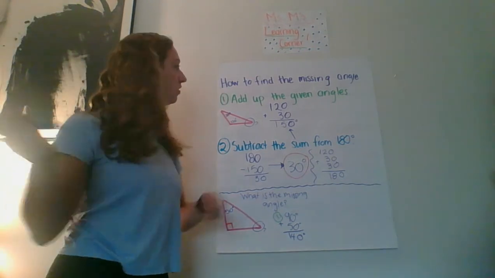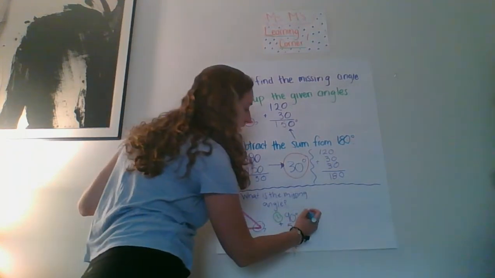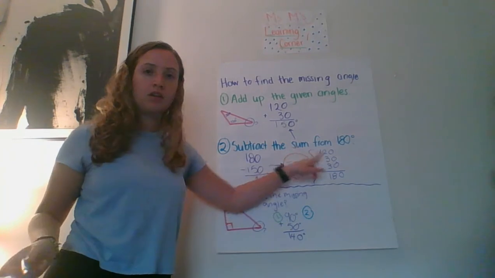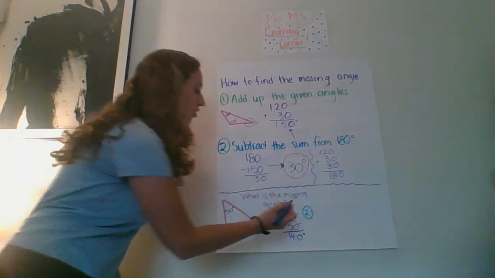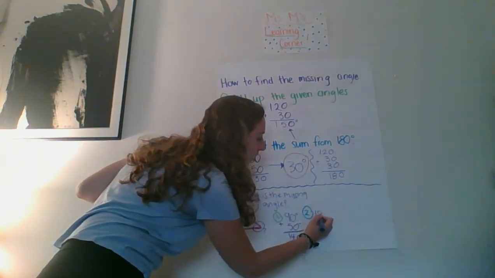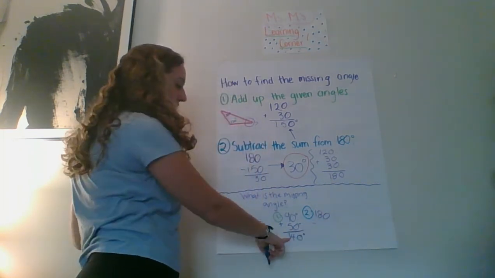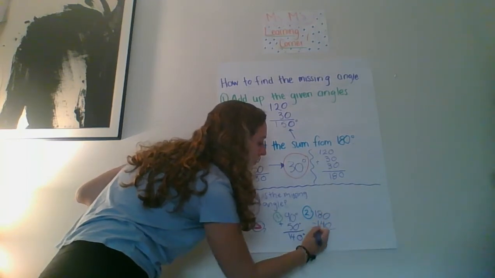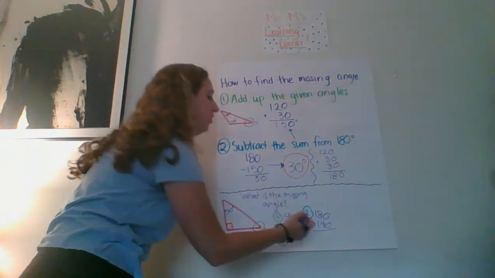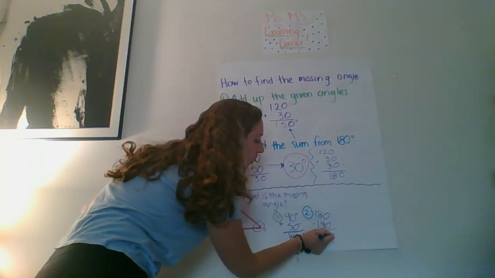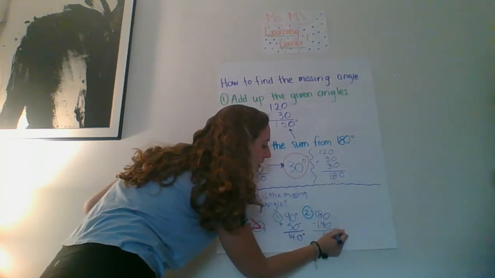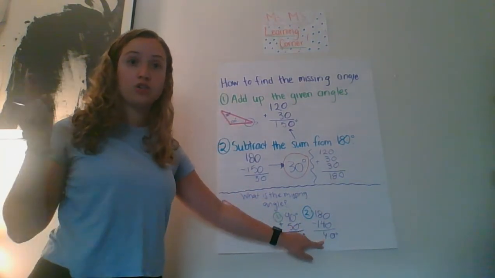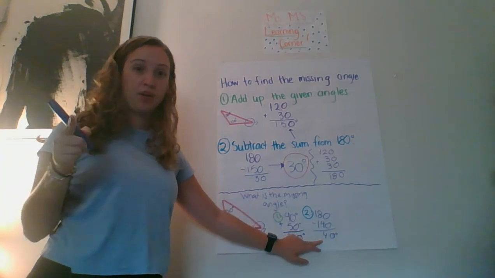So next, in step number 2, it says that I need to subtract the sum from 180 degrees. So I'm going to start with 180 degrees because that's always going to be my bigger number. And I'm going to take away the 140 that I just found. And then I subtract. 0 minus 0 is 0, 8 minus 4 is 4, 1 minus 1 is nothing. So I got that my missing angle should equal 40 degrees, but I want to make sure to check my work.